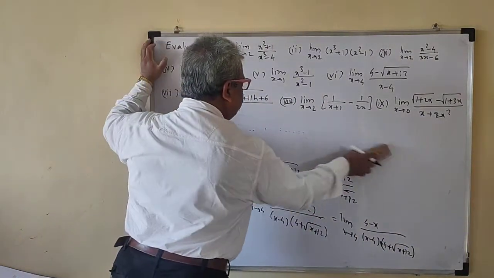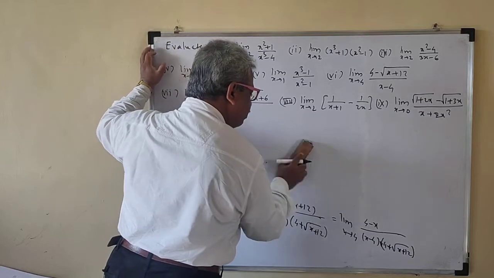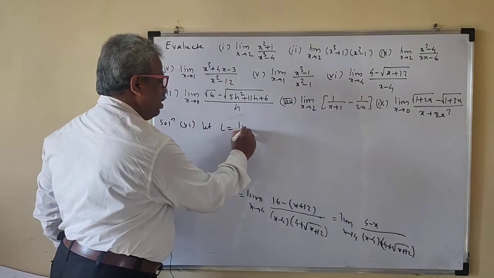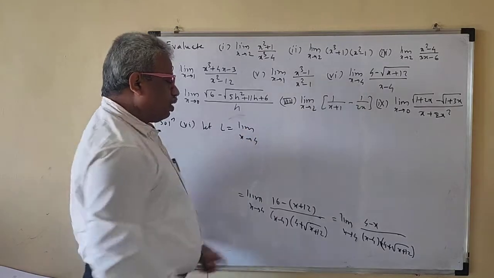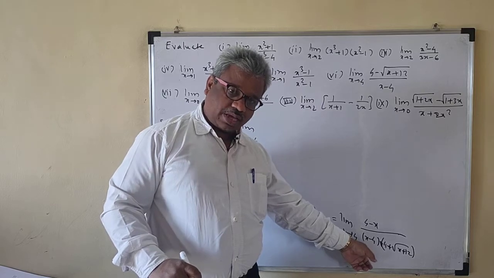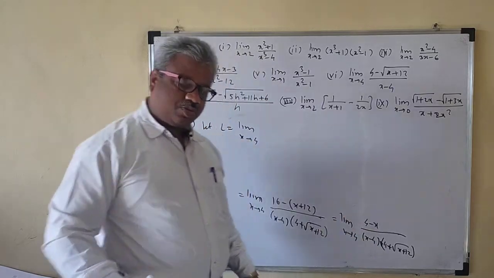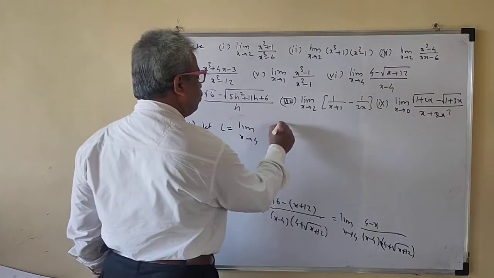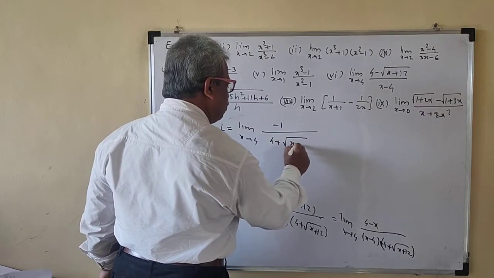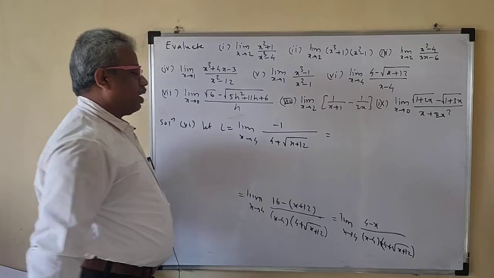So this is equal to, I will write here, limit x tends to 4. Now this is 4 minus x, that means minus of x minus 4. So x minus 4 gets cancelled. So this minus 1 remains here. So this is what? No need for the bracket, x plus 12. No need for the bracket, right?